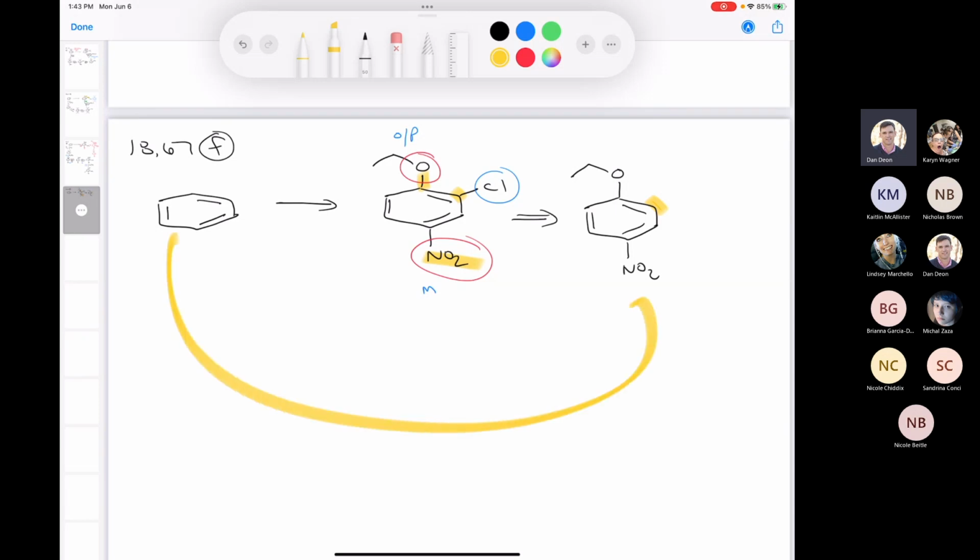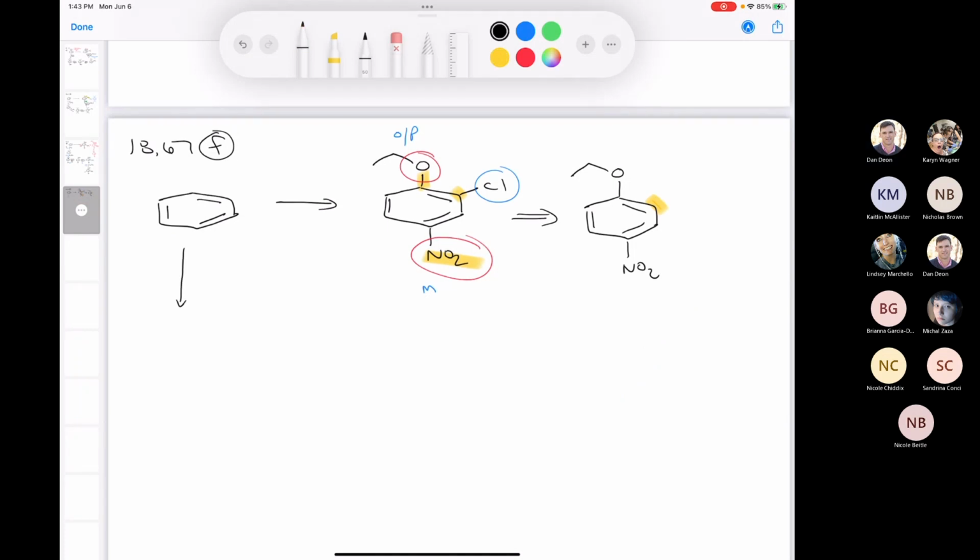So then the question becomes, okay, well, how do I get from here to here? Well, again, we're going to have to use SNAR chemistry. So we're going to take the same approach that we did in the first question we did today, actually, where we first made chlorobenzene and then we installed the nitro. So what I wanted to show you is a really interesting nuance here. I don't know if nuance is the right word, but let's just get started here.